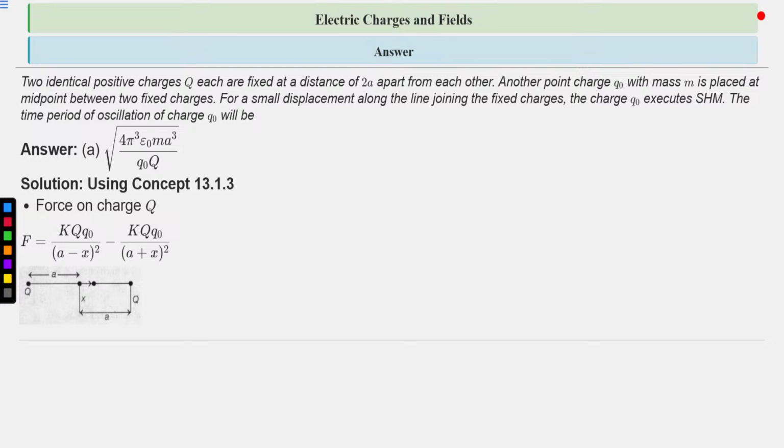Now the force between these two charges will become KQQ naught upon (A plus X) square, and these two charges will become KQQ naught upon (A minus X) square, because we are giving this charge a small displacement in this direction. So net force is the force on this charge due to this, minus force on this charge due to this.